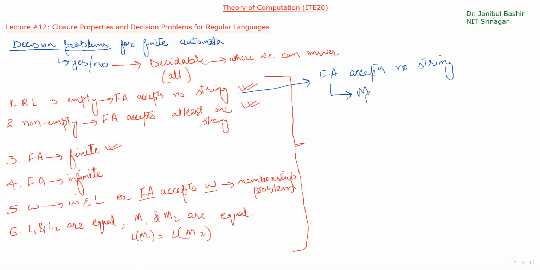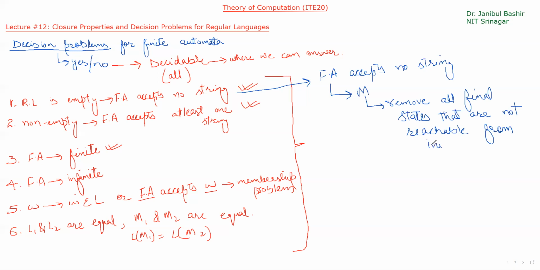Now after this, in this M, remove all final states that are not reachable from initial state. Okay, so in this particular M, we are removing all final states that are not reachable from initial states, and after removing these we will get a new automata, that is M dash.